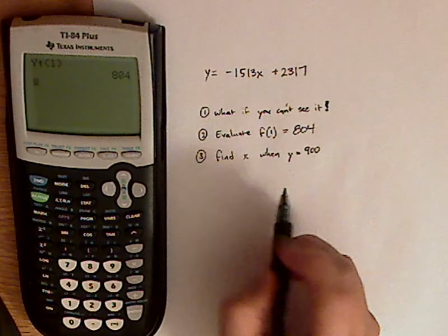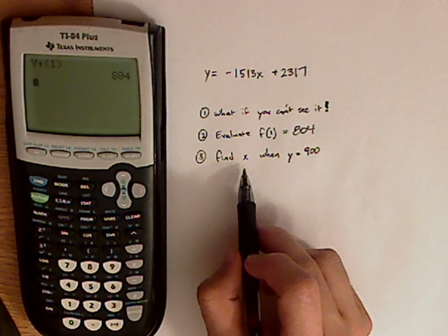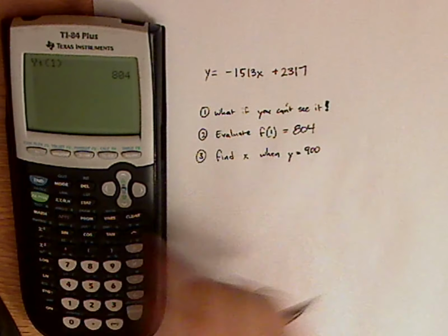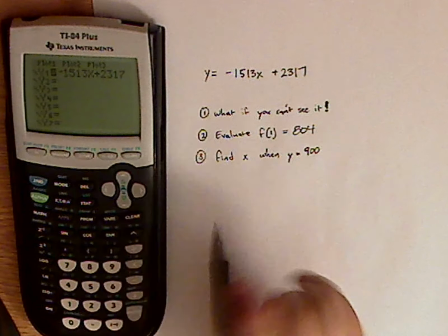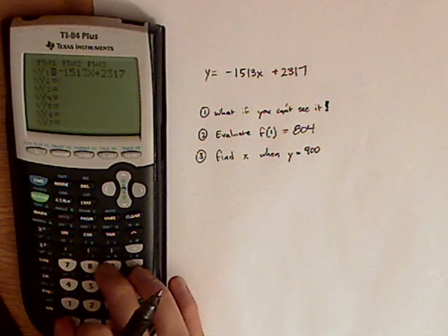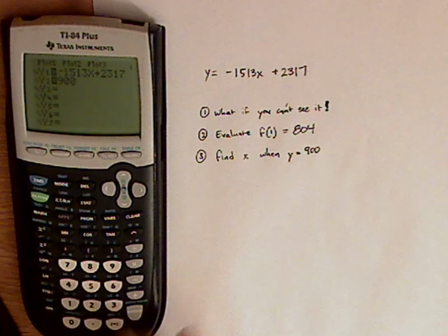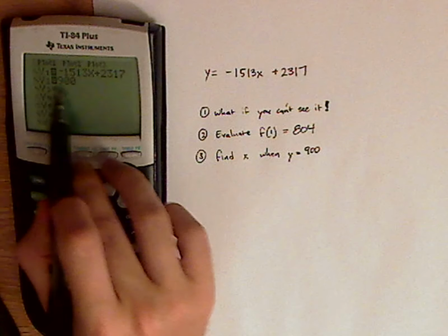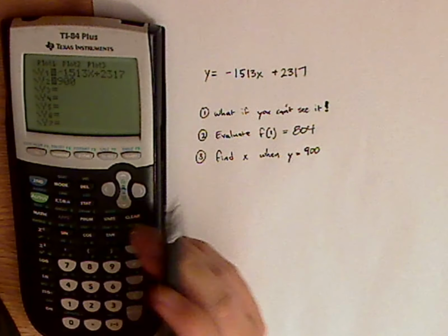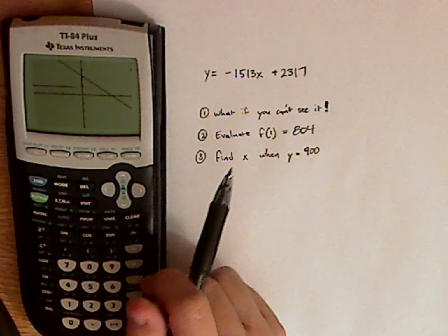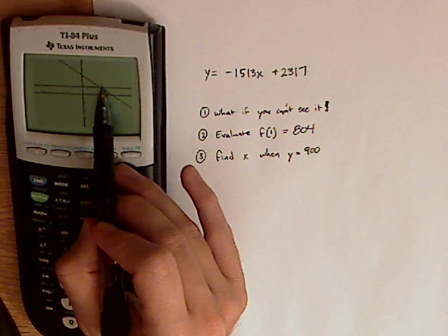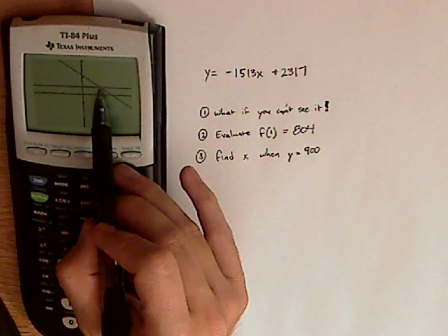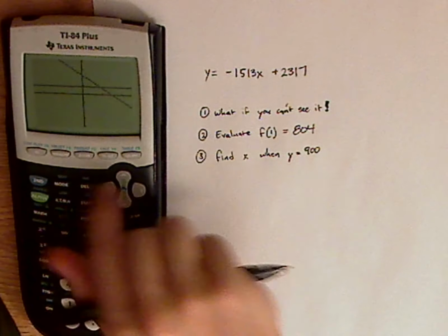Now to find my x value, it's a little tricky. Go to y equals. Now my y is equal to 900. So type 900 into one of the other y's and then graph. Now what forms is an intersection right here, and that's going to give me my x value.